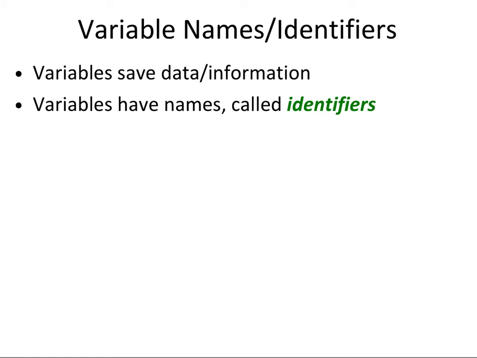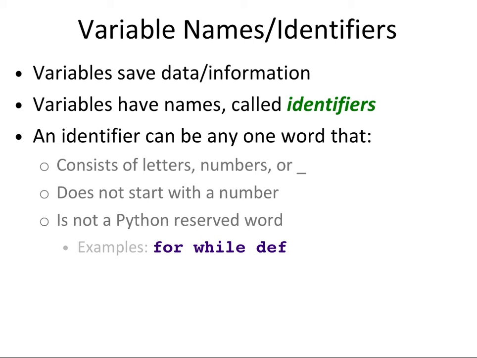So now that we've thought about the types of variables, the next step in creating a variable is also understanding how we should name them. So variables are what we use in programs to save data and information in memory. Variables have names, which are also called identifiers. An identifier can be any word that consists of letters, numbers, or underscore. It cannot start with a number, and it can't be a word already in use in the Python language. It can't be a Python reserved word.